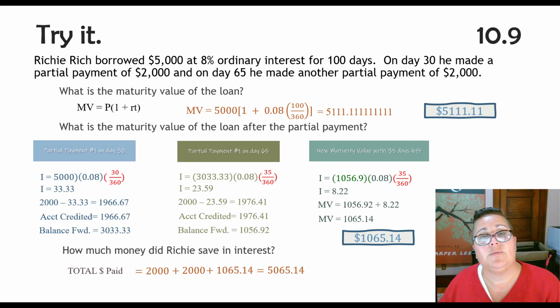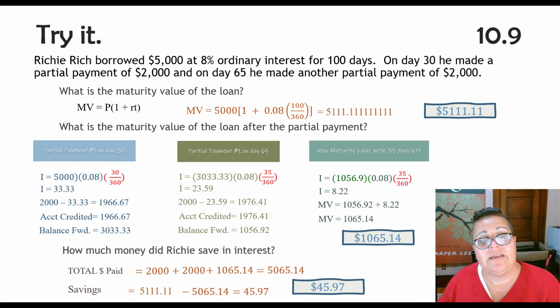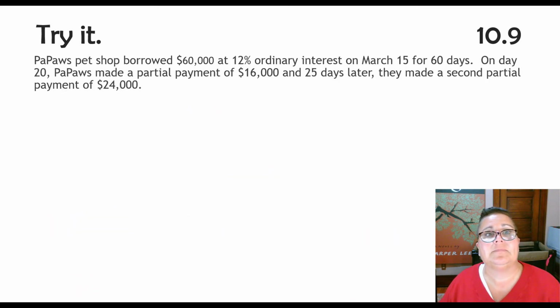His savings would be the amount he would have paid if he just waited to the end, or the $5,111.11, minus the amount he actually did pay, or the $5,065.14. This gives him a savings of $45.97. It's interesting that in some cases the savings is this small, less than 50 bucks. But in other cases, the savings can be much more significant.